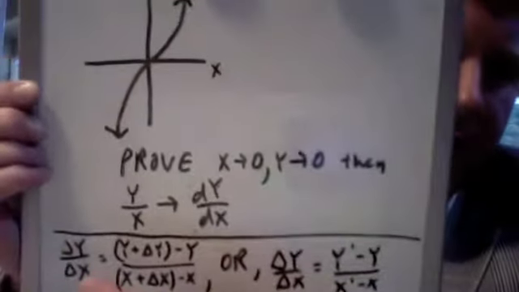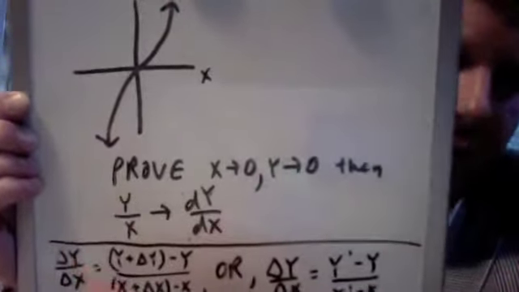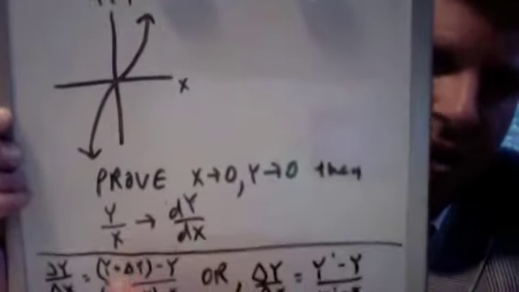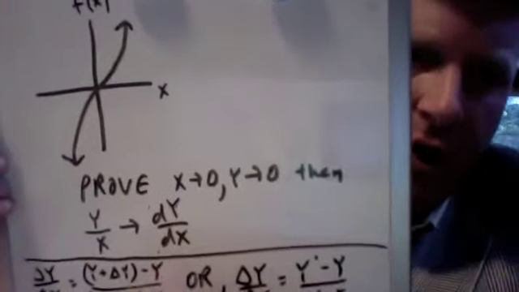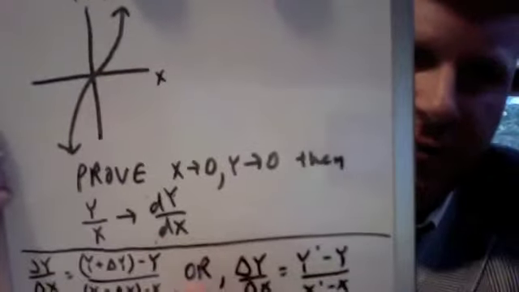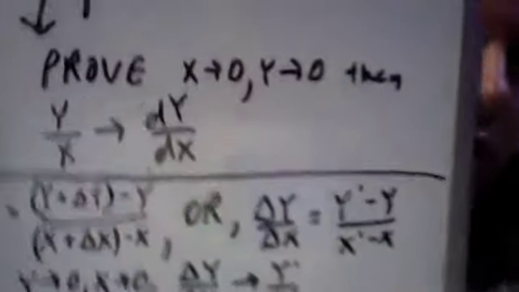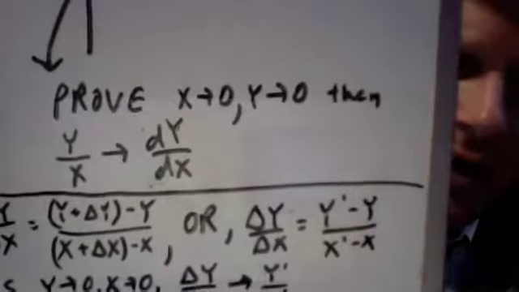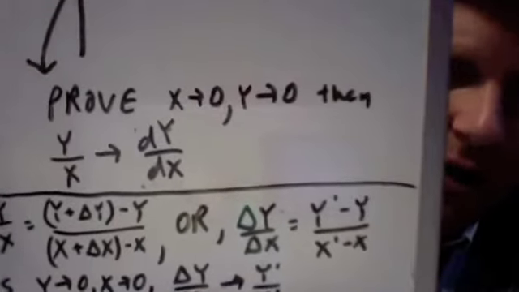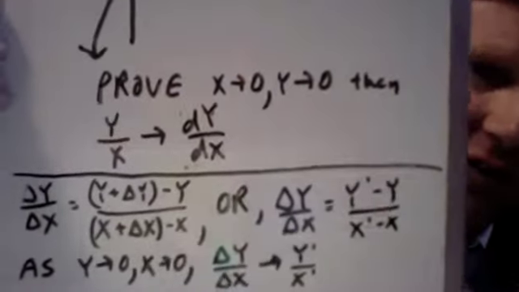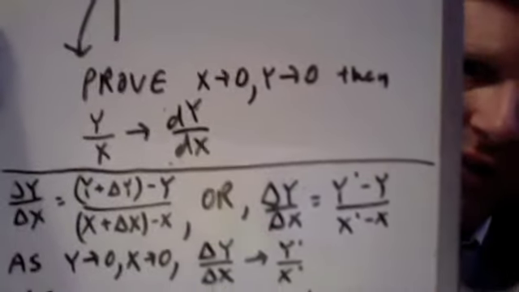let's start off with something self-evident: delta y over delta x at any point, whether the origin or not, is the same thing as y plus delta y minus y, over x plus delta x minus x. Notice you have y minus y and x minus x. They cancel, leaving delta y over delta x. Or we can rephrase that as delta y over delta x equals y prime minus y over x prime minus x, where we're defining y prime as y plus delta y and x prime as x plus delta x. So that's simple enough.